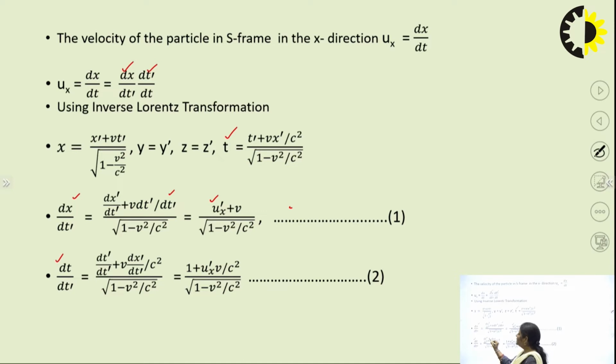So what happens to this dt dash by dt dash? It is 1. So 1 is here, plus this v is as it is, and then this dx dash by dt dash is ux dash by c square, and then 1 minus v square by c square square root. So this is our equation 2, equation 1, all right. With equation 2, I think we have completed the discussion, rather the calculation, for ux.